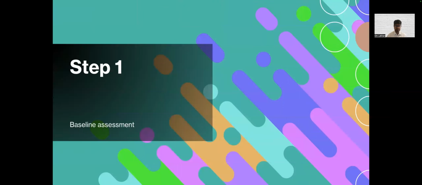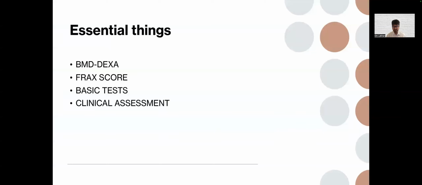Now, let's look at the first step in assessment, right? So the first step is to do some essential things. Now, when you have a patient with osteoporosis, obviously you need to measure the BMD with DEXA. I'm sure the people who are listening to this are well aware of the diagnostic criteria for osteoporosis. Secondly, you need to calculate the FRAX score. I'll talk to you about how to do that. There are some very basic tests that you have to do in all patients with osteoporosis before you begin the assessment, and there are some clinical assessments which you need to do when you are assessing a patient with osteoporosis.